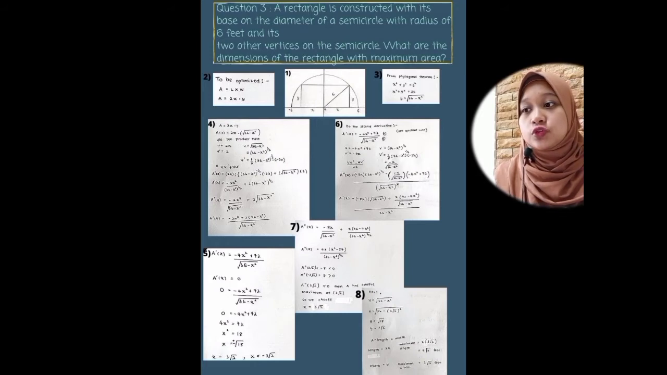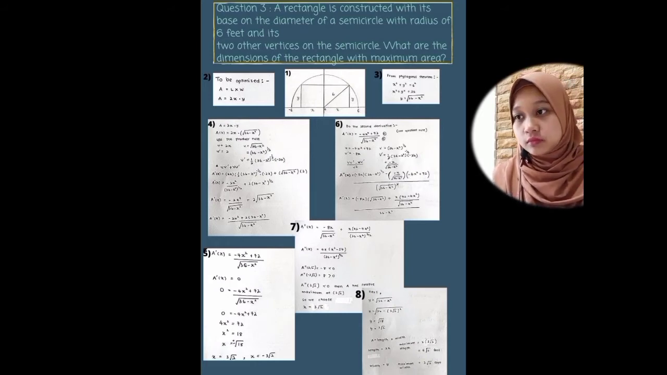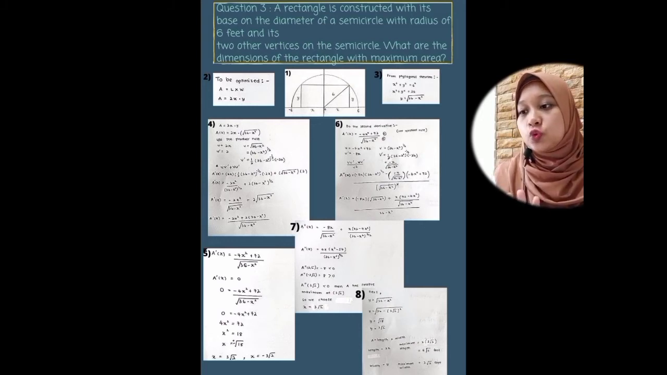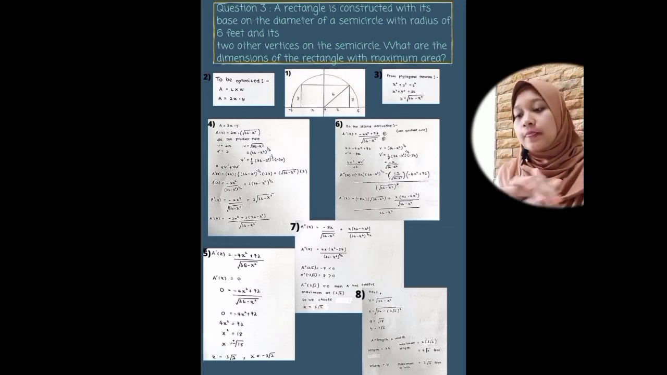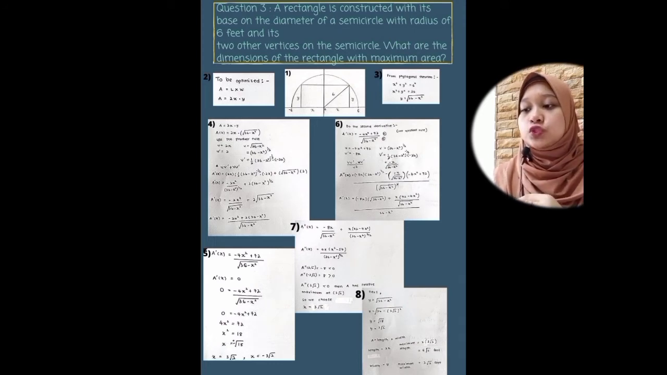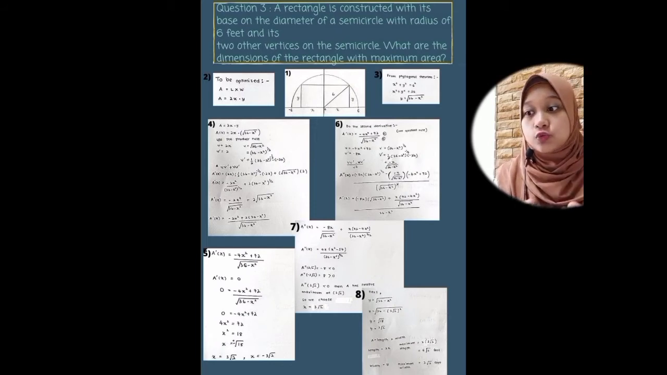We use the product rule. So we find u prime, and also v and v prime, and we get the first derivative is negative 4x squared plus 72 over the square root of 36 minus x squared. And after that, we set the first derivative equal to 0 to find the x value. And we get the x value, which is 3 square root 2, and also negative 3 square root 2.